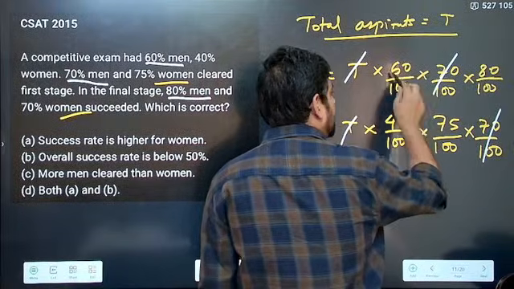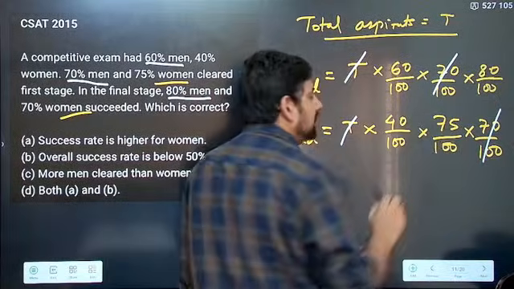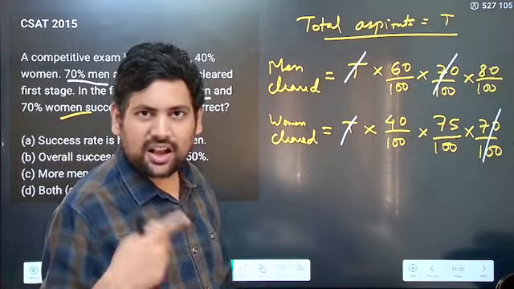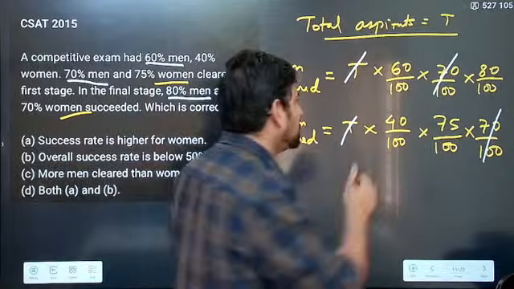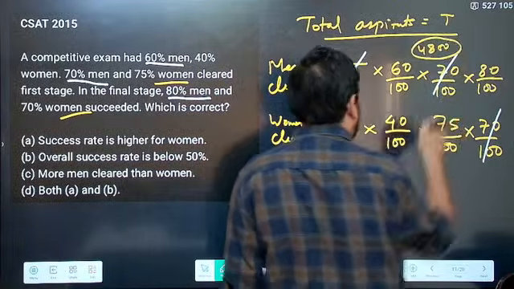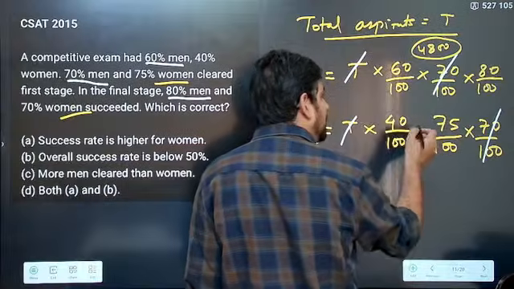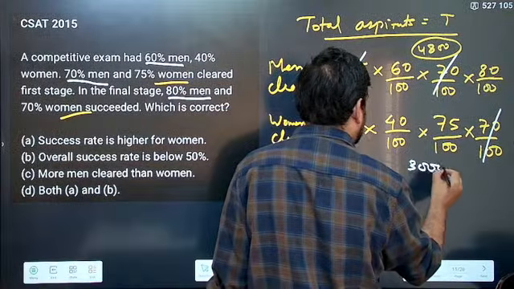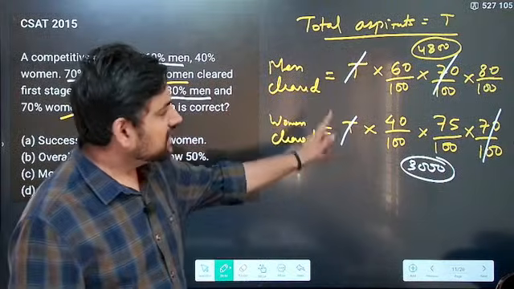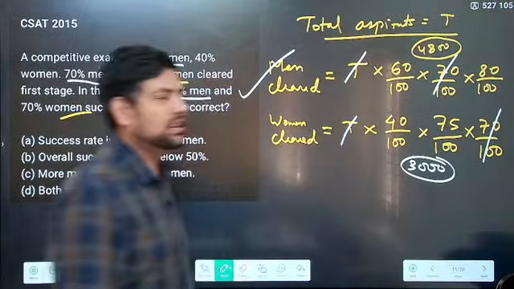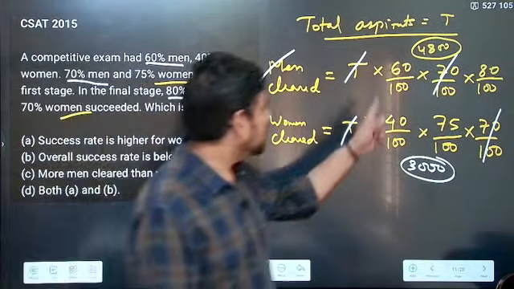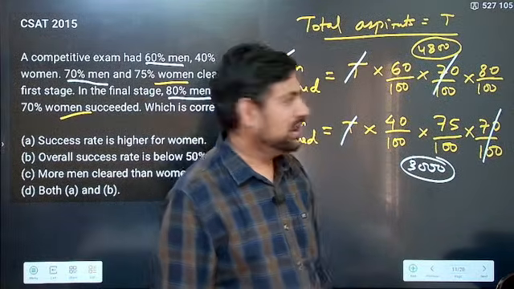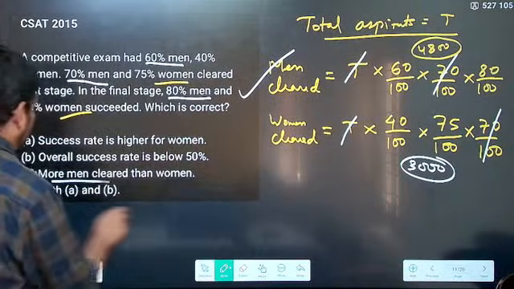Now what do you think, which is bigger, 60 or this 100 also you can cancel out? Okay, is 60 into 80 bigger or 40 into 75 bigger? 60 into 80 is, 8 6s are 48, so basically this is 4800. And here 40 into 75: 75 into 2 is 150, 150 into 2 is 300, so basically this is 3000. Correct? Which is greater? Clearly men cleared is much greater. Also just by seeing you understand 60 into 80 is much bigger than 40 into 75. Understood? That means more men cleared. Answer becomes C. More men cleared than women.